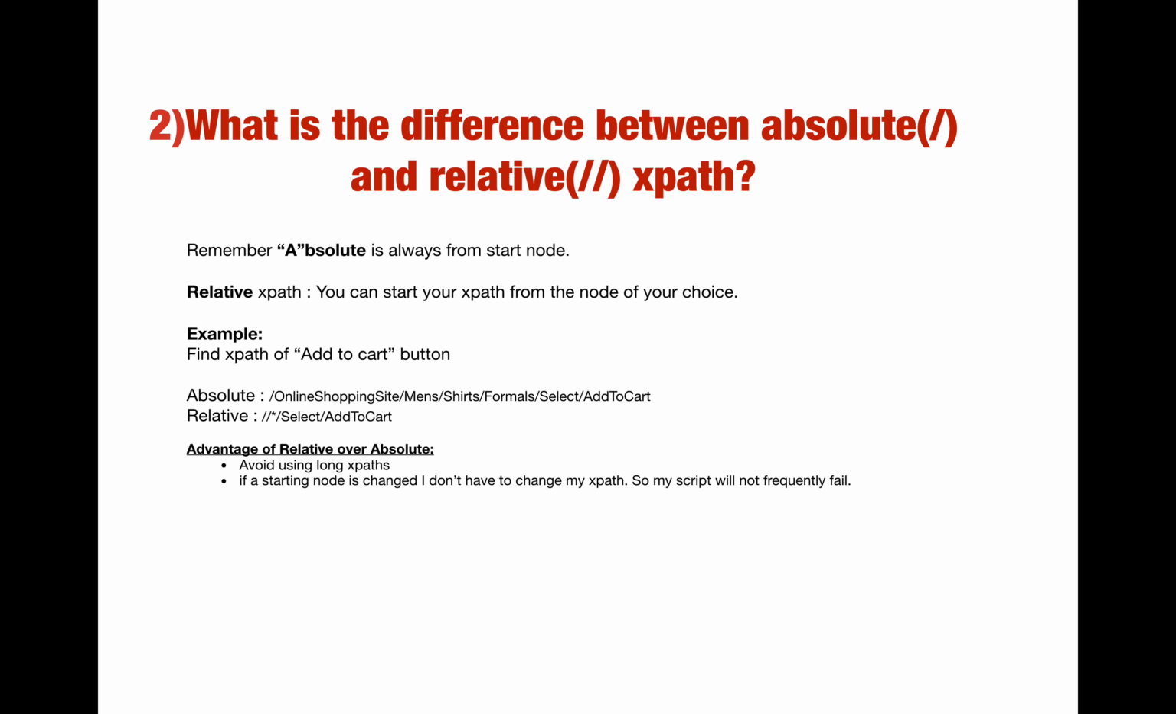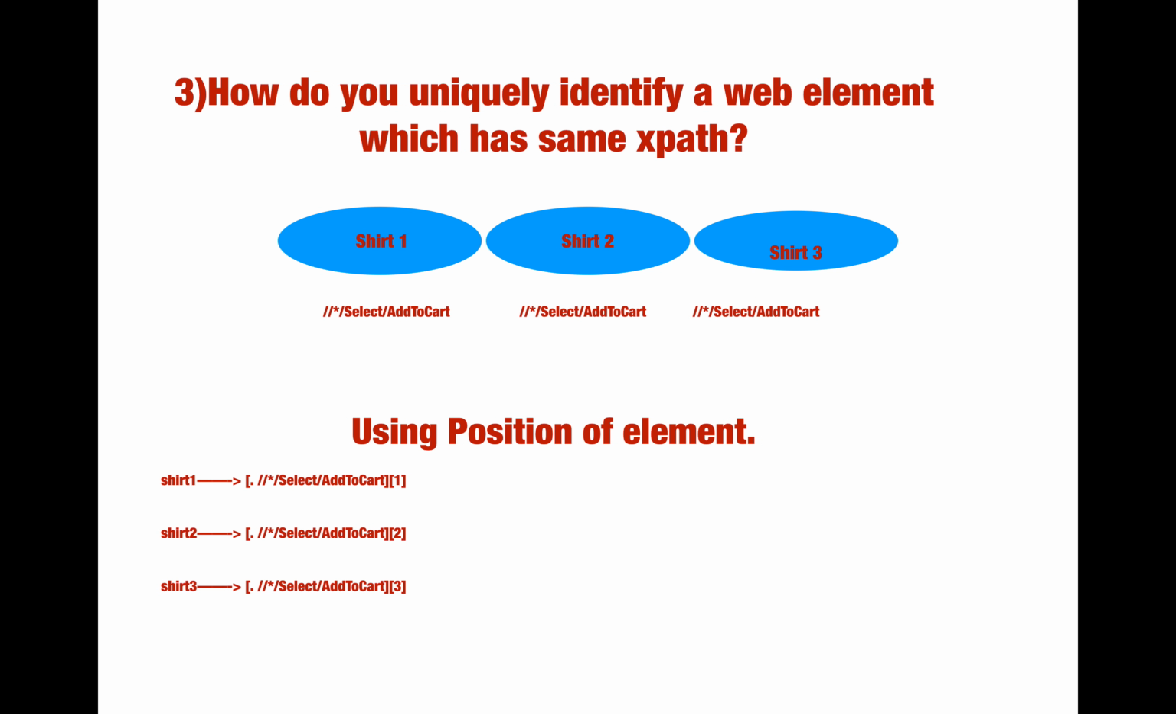Now coming to the next question. Here, if you see in the previous example, I selected and added to cart. What if I have 50 shirts to buy? Every selection will have an add to cart button here, right? So in that way, the same XPath will be valid for 50 different elements. Yes guys, this is possible.